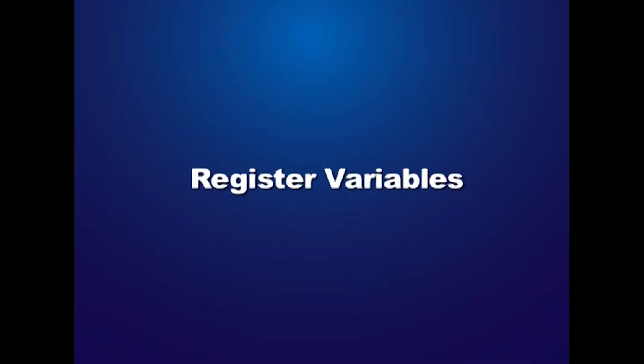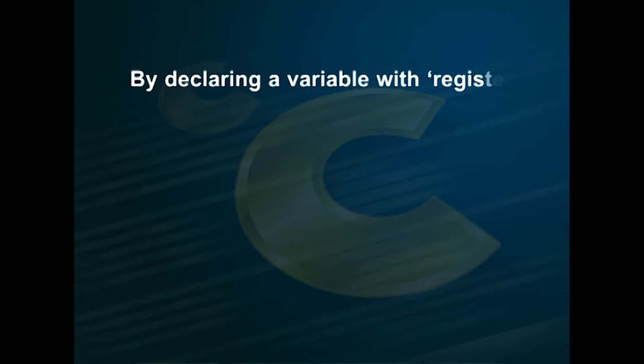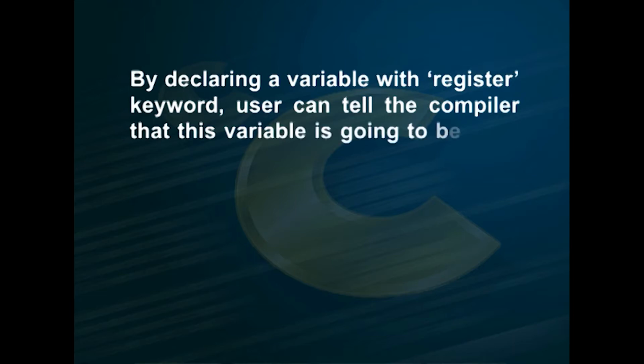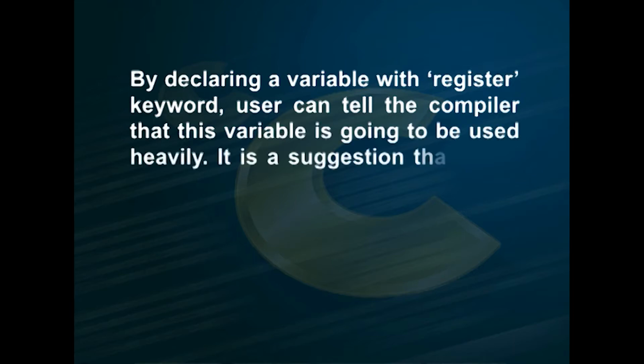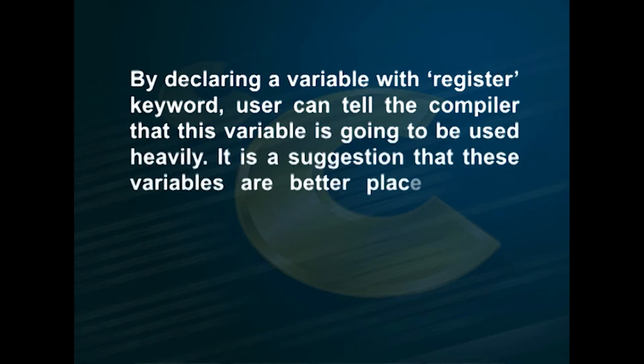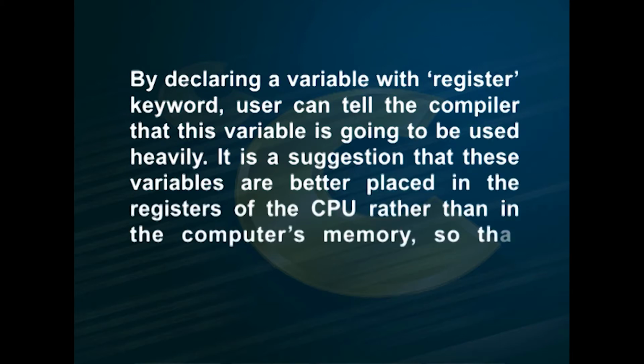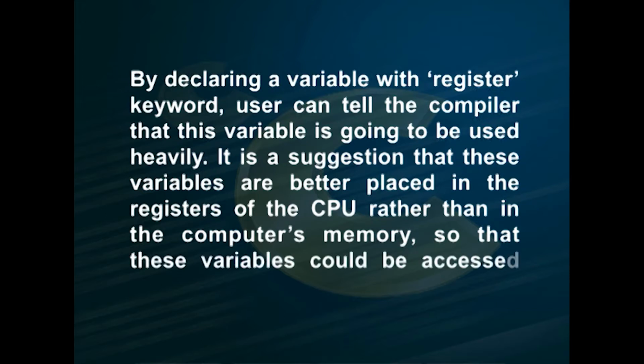Register variables. Register variables are a special case of automatic variables or local variables in C. By declaring a variable with the register keyword, the user can tell the compiler that this variable is going to be used heavily. It is a suggestion that these variables are better placed in the registers of the CPU rather than in the computer's memory, so that these variables could be accessed faster.